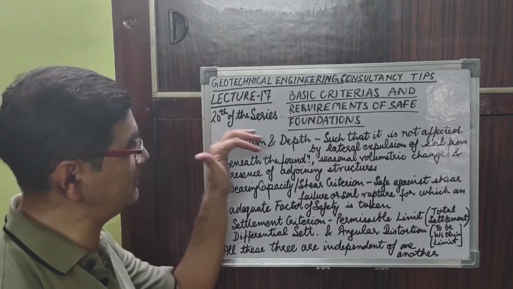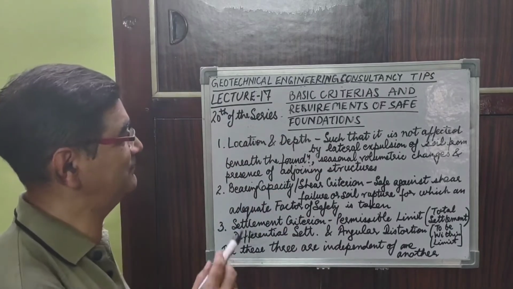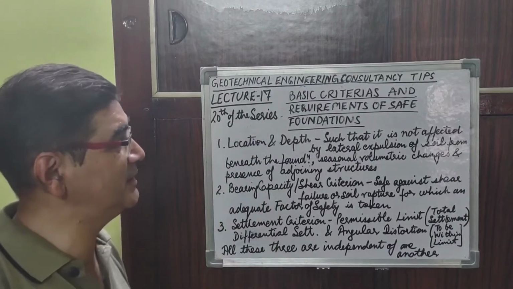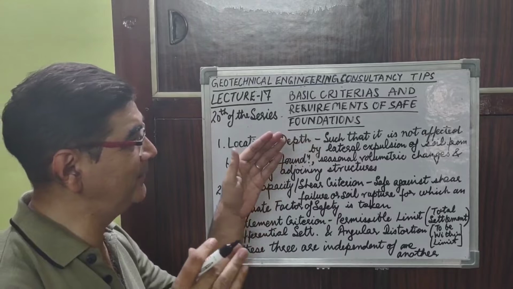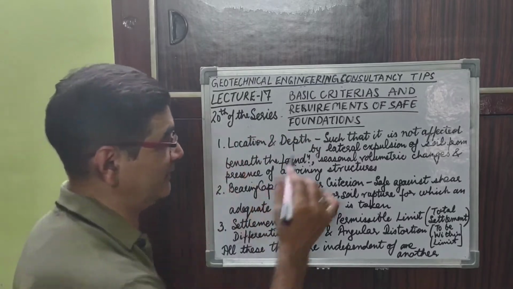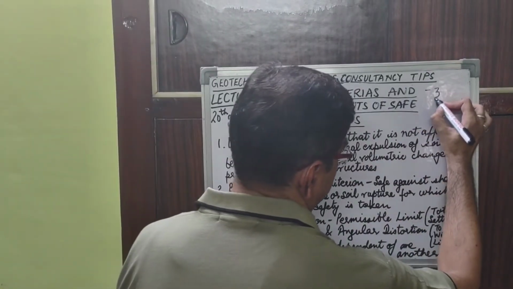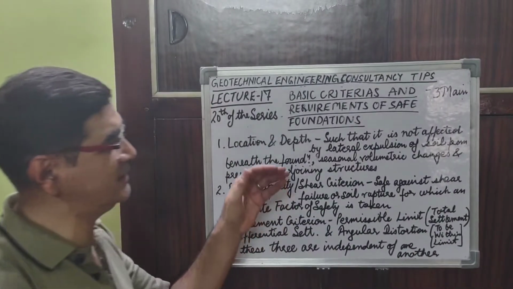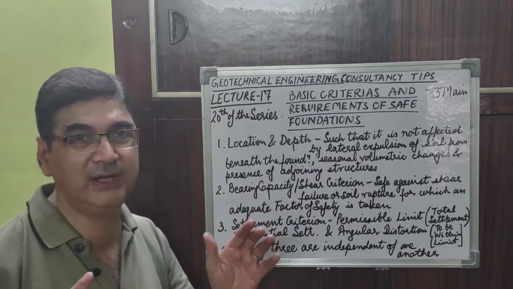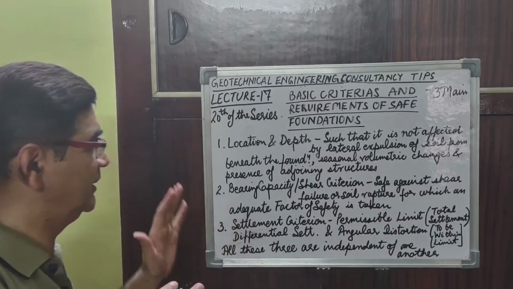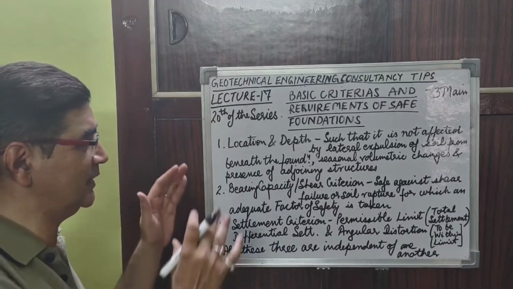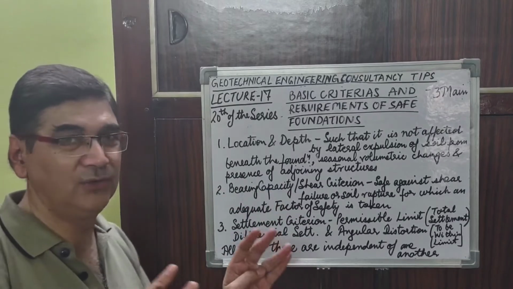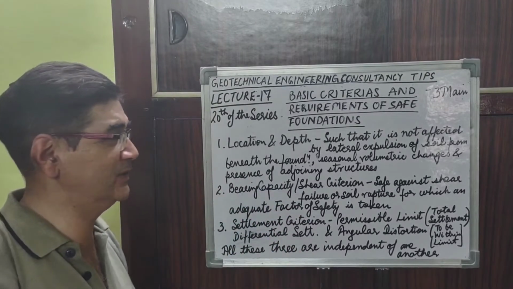This is the 20th lecture of my series. Actually it is the 17th, but it is the 20th in the series. This is about the three main basic criteria and requirements of any safe foundation. What is number one? It is the location and the depth of the foundation for any kind of civil engineering structure.